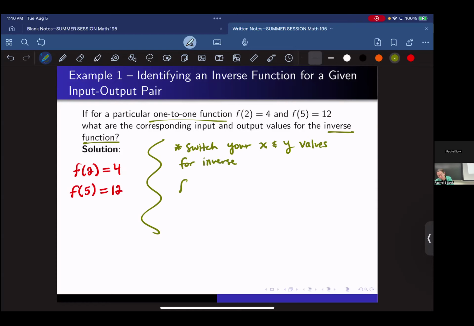Which means f of 4 is equal to 2. And I should look at it from inverse notation. So f inverse 4 is equal to 2. And then f inverse 12 is equal to 5.